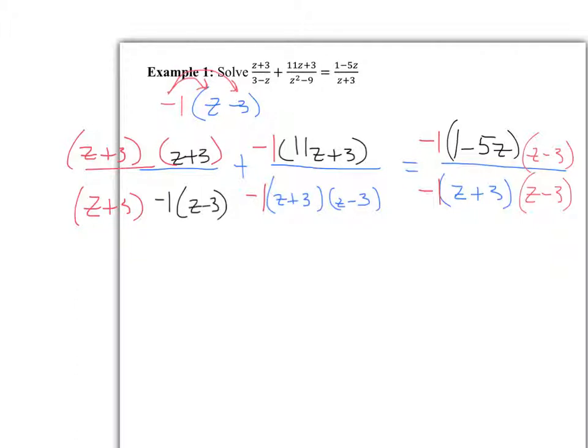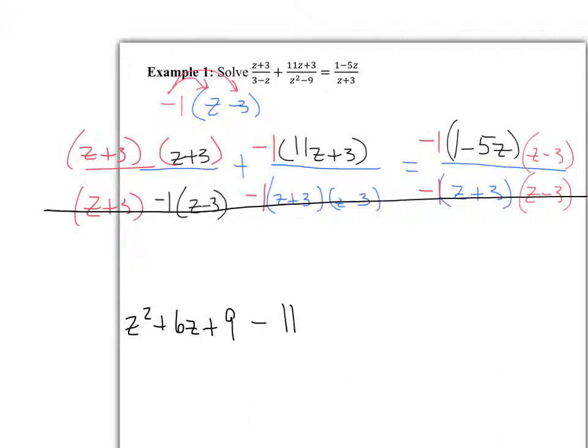So we don't really cancel these like this, but we can think of it that way. But we're really multiplying through by that LCD. So that leaves behind z plus 3 times z plus 3. I have to FOIL that. Z squared plus 6z plus 9. Then on the middle term here, I'm going to have negative 11z minus 3 equals. Now, how would you do the right-hand side?